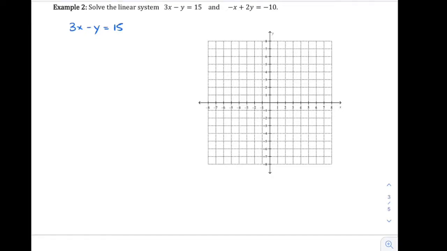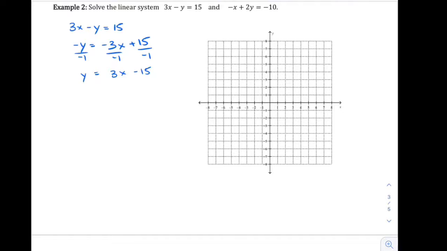So in this case, I'm going to isolate for y. So I'm going to bring 3x over to the right side. So I'm going to have negative y is equal to negative 3x plus 15. Because I brought 3x over to the right side, negative y stays as negative y. Then I'm going to have to divide everything by negative 1. I'm going to get y is equal to 3x minus 15.